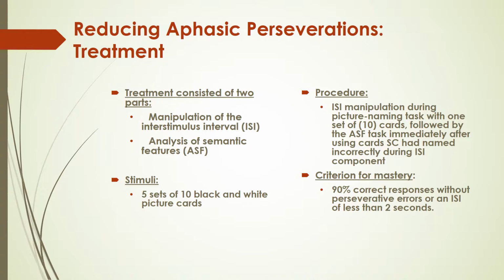The stimuli itself was made up of 5 sets of 10 black and white picture cards. The procedure included Munoz providing an initial interstimulus interval of 20 seconds, administered between the stimuli, which was in this case the picture naming task with 1 set of 10 cards, and then immediately followed by the analysis of semantic features task using that same set of cards. Criterion for mastery was 90% correct responses without perseverative errors, and an interstimulus interval of less than 2 seconds.